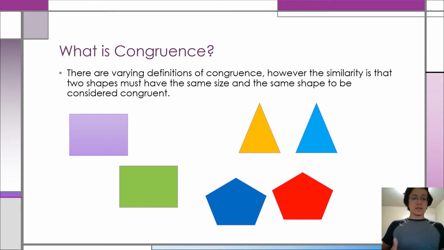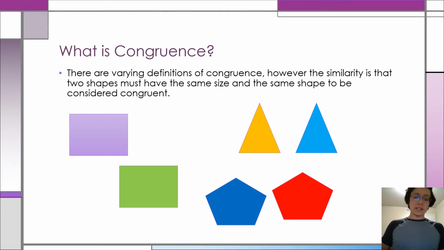So now we ask ourselves, what is congruence? Most typically, and what we've learned in high school and a little bit in college, is that congruence typically talks about polygons that are the same size and the same shape, and they must be both in order to be congruent. And that's exactly what the slide is saying. However, the main similarity is that two shapes have to have the same size and the same shape in order to be considered congruent.